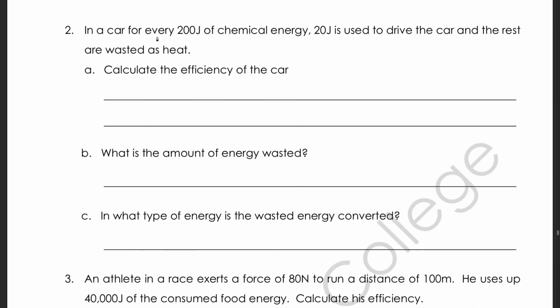In a car, for every 200 joules of chemical energy, 20 joules is used to drive the car, and the rest are wasted as heat. Question A. Calculate the efficiency of the car.